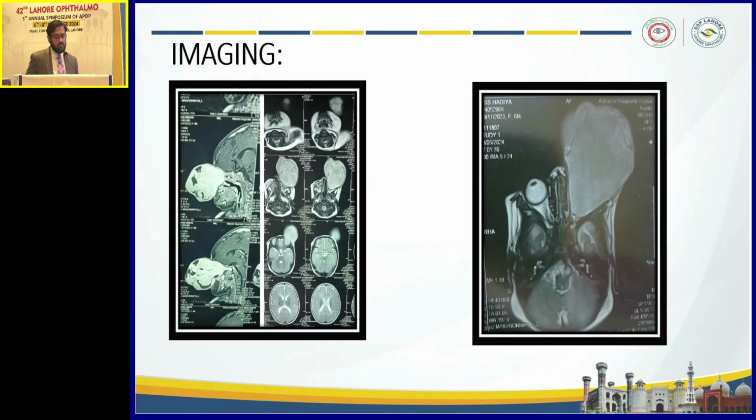Neuroimaging was done on MRI; I don't want to go into detail of the other investigations. The sagittal and axial sections I have shown demonstrate the intraorbital mass, which was around 9 centimeter in length and 5 centimeter in width, and it was approximately 280 grams in weight.